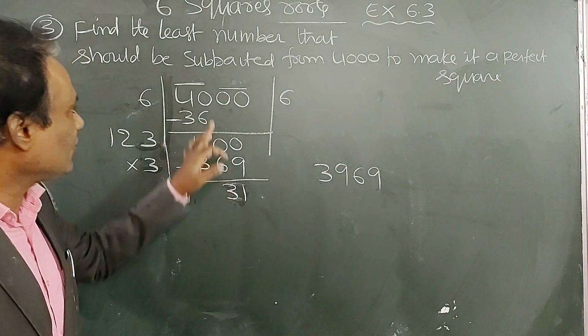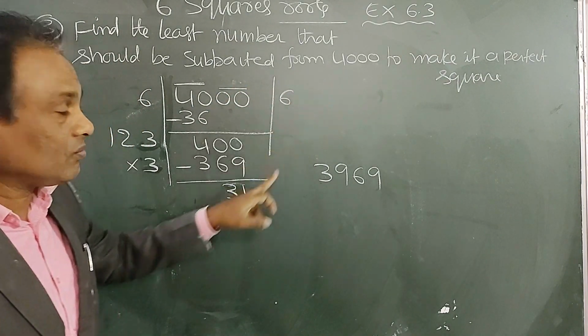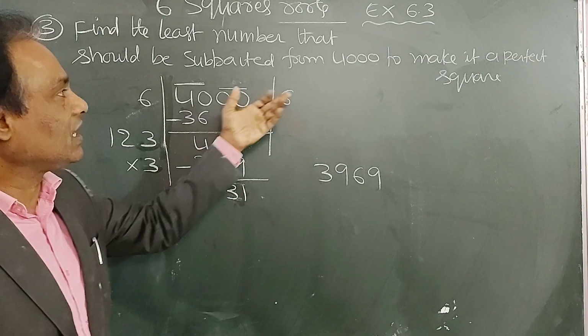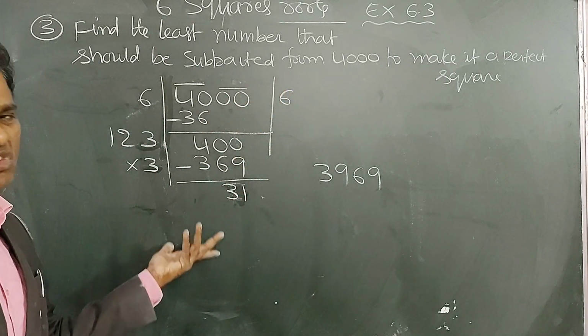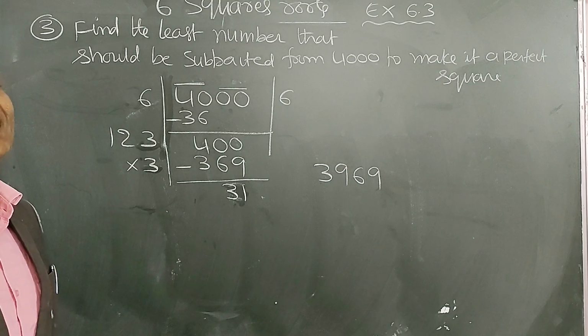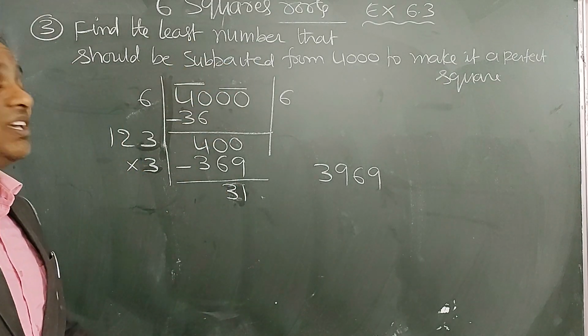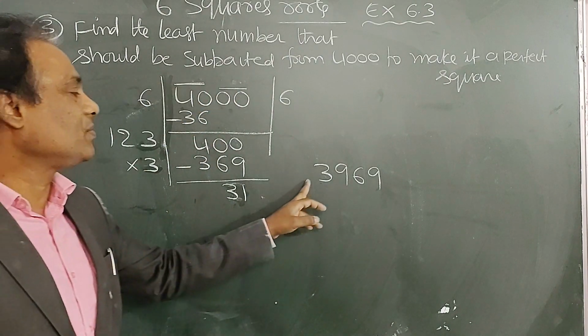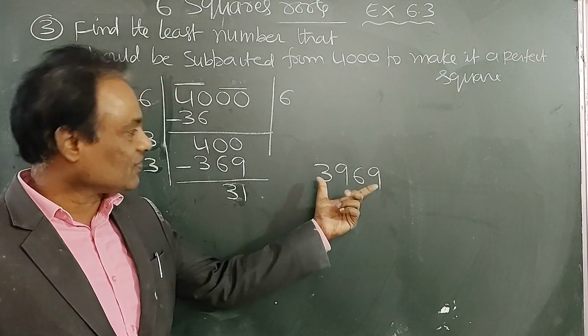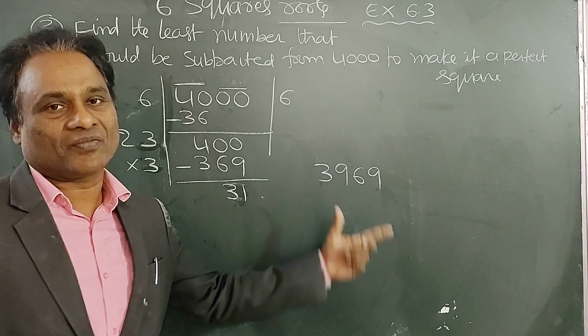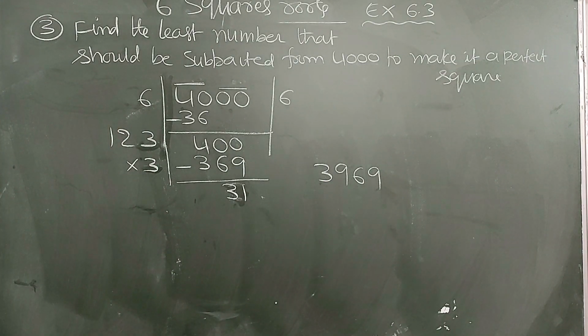So that means this is not a perfect square, because if remainder is 0, it is a perfect square, but remainder is not 0. So we got 31 remainder. That means 31 should be subtracted from this. If you subtract 31, then it becomes 3,969. This is a perfect square. So it will have a square root.